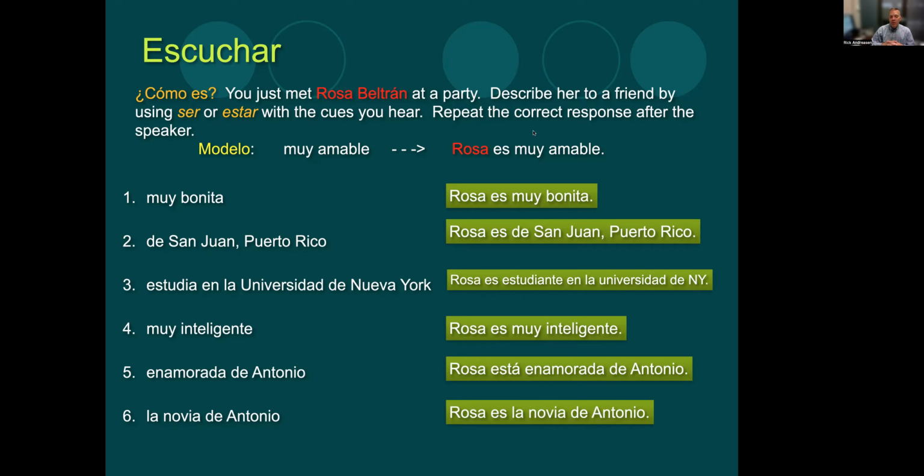Okay, so in that one, we use ser, even though that may not last very long. You've probably all been in that situation before. But that's describing who she is. That's more of an identity for her. Same as estudiante, same as profesora. Her identity right now is as the novia de Antonio. So that would be a use of ser.